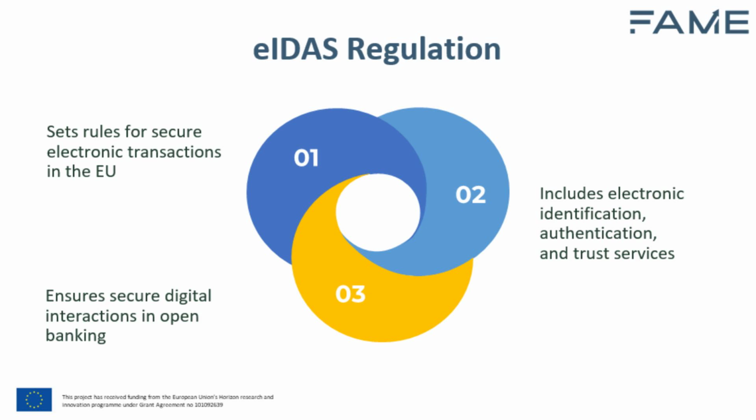The Electronic Identification, Authentication, and Trust Services, eIDAS, regulation sets the rules for electronic identification and trust services in the EU. It provides a framework for secure electronic transactions, including electronic signatures, seals, timestamps, and secure authentication. Open banking regulations must align with eIDAS to ensure secure and trustworthy digital interactions between customers, banks, and third-party providers.